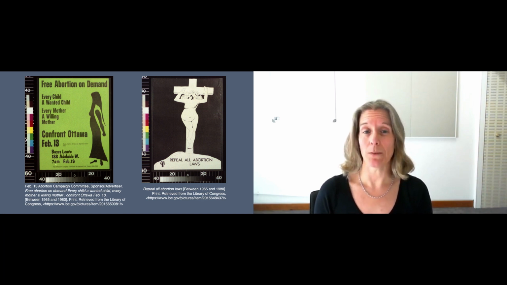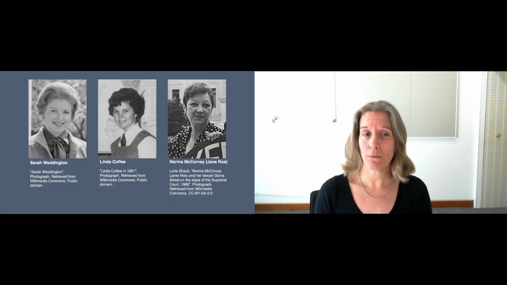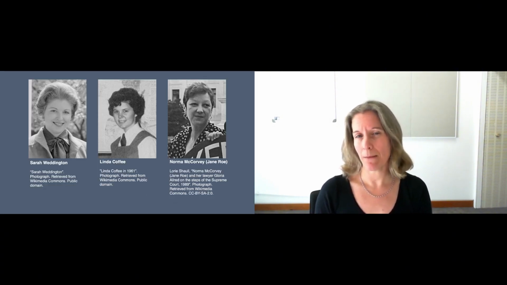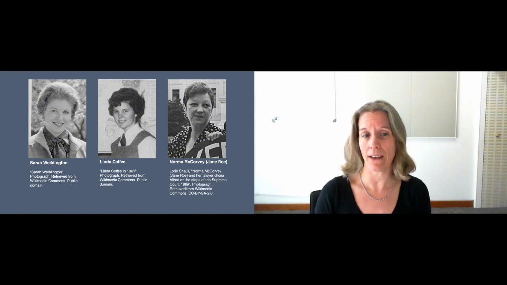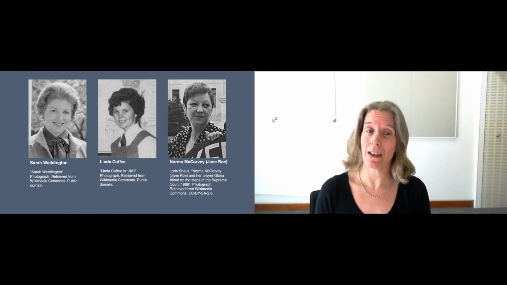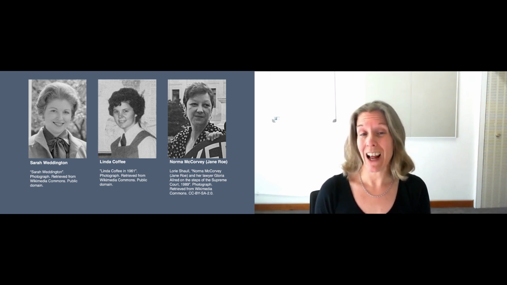One of those states was Texas, which had an exception only to save the life of the mother when Norma McCorvey, pregnant with her third child, claimed that she had been made pregnant as a result of rape. Now, later in life, she admitted that she had not been raped, but thought that the claim might help her case. Pro-choice lawyers Sarah Weddington and Linda Coffey saw a chance to challenge the Texas law using McCorvey's case, although in arguments she was known as Jane Roe to preserve her anonymity.